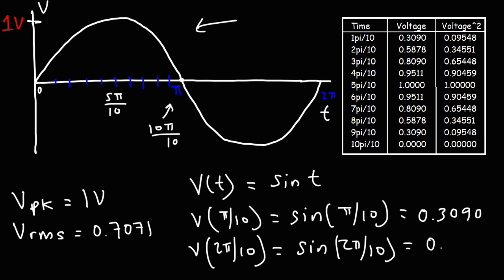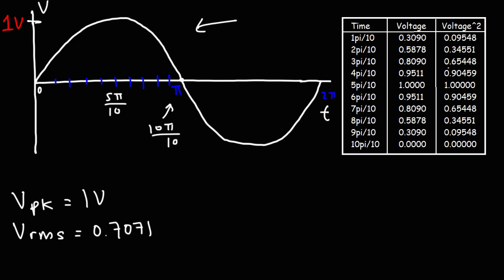And that's going to be 0.5878, which is a rounded value. So that's the value that we see there. And then if you plug in sine 3 pi over 10, you'll get the next voltage, 0.8090. And you want to continue that pattern all the way to 10 pi over 10, which is pi. Sine of pi is 0.